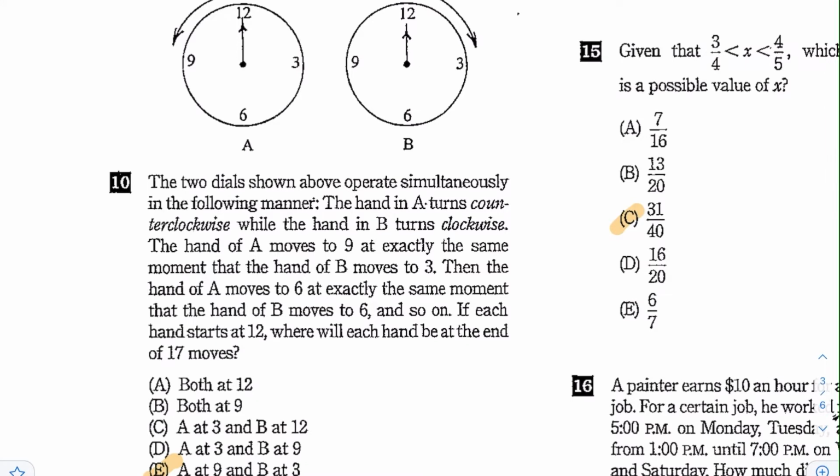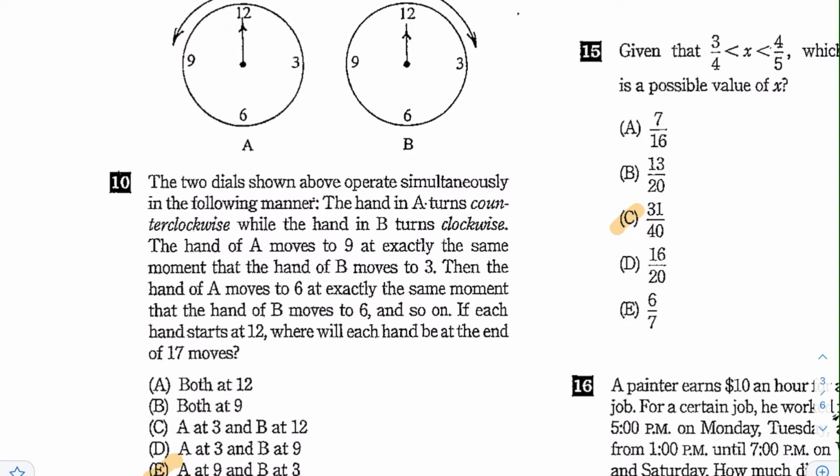Next, for number 10, the two dials shown above operate simultaneously in the following manner. The hand in A turns counterclockwise, while the hand in B turns clockwise. So the arrows are shown there. Now the hand of A moves to 9 exactly at the same time that the hand of B moves to 3. And then the hand of A moves to 6, exactly the same moment that hand B moves to 6, and so on. If each hand starts at 12, where will each hand be at the end of 17 moves?